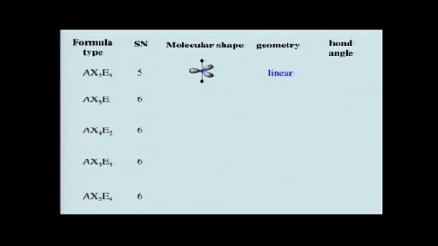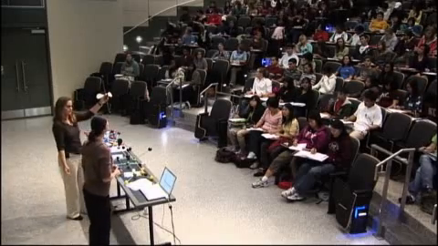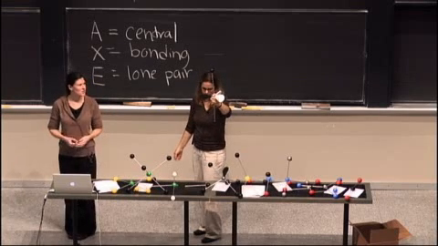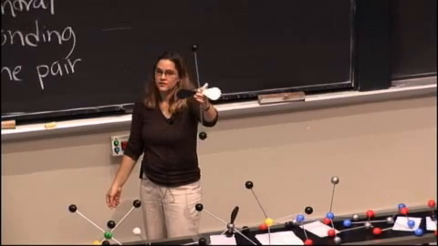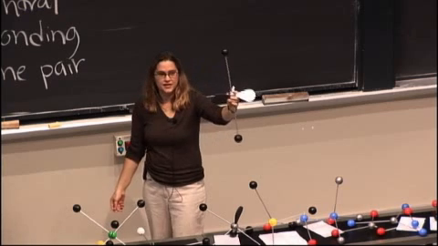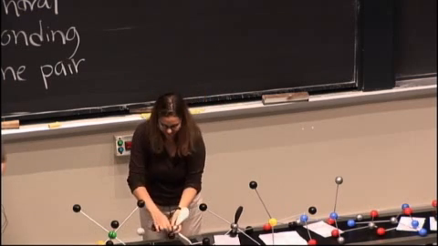Yep, so I hear a lot of linear out there. And you need to keep in mind, we give the names based on where the actual bonds are, not where the lone pairs are, even though the lone pairs, of course, affect the structure and the geometry. So the angle? Yep, 180. So it's exactly 180 here, not less than.